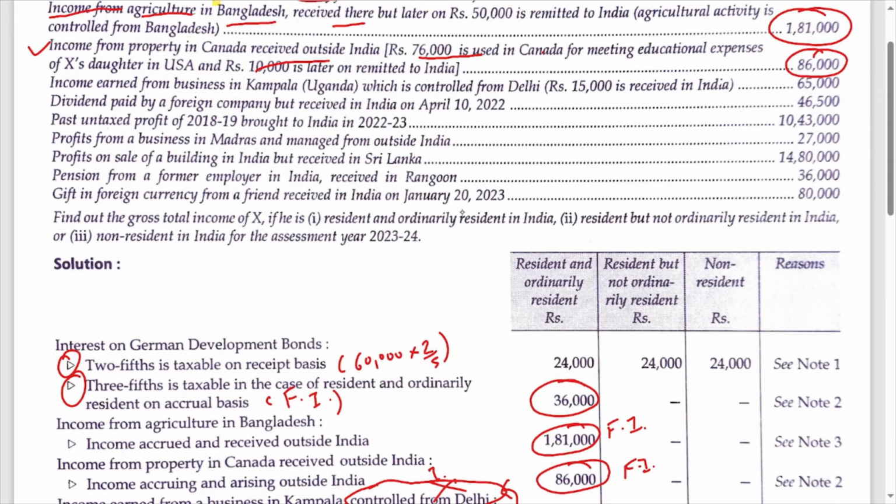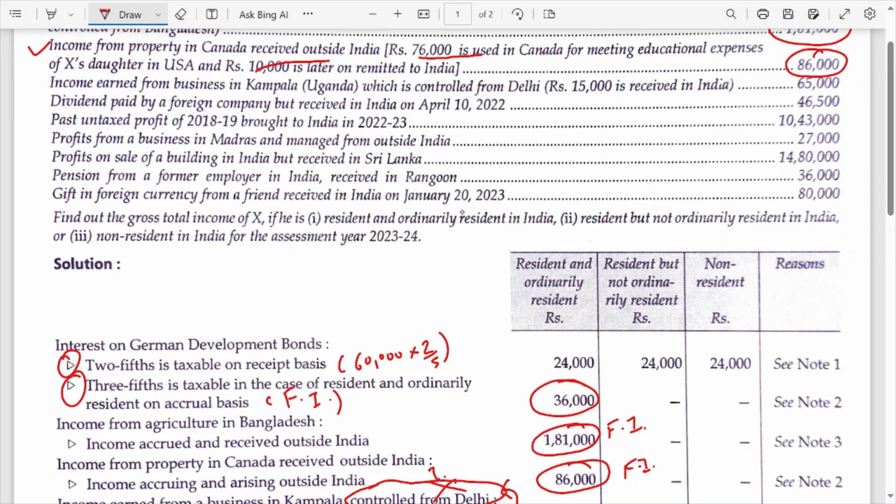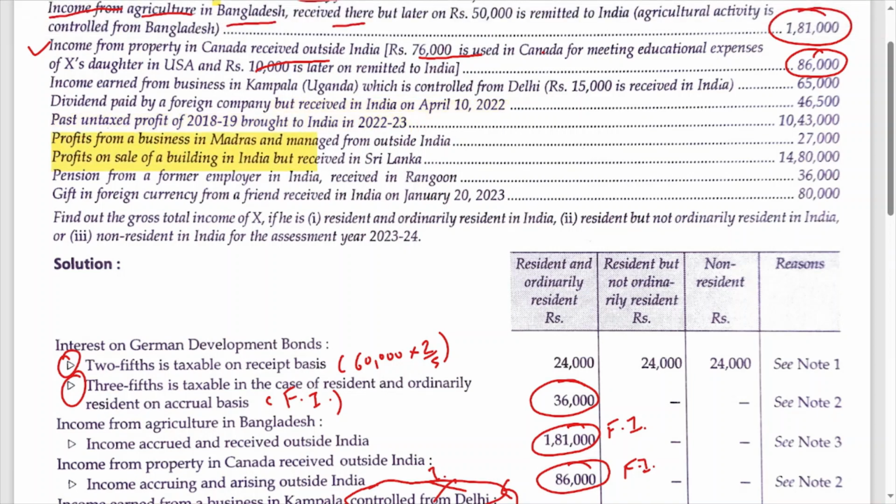Next point, past untaxed profit of 2018-19 brought to India in 2022-23, 10 lakh 43,000. It is not an income at all. ये आपका income ही नहीं माना जाएगा because it is a remittance of income.